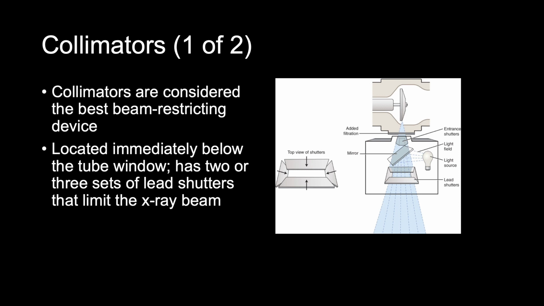A collimator has 2 or 3 sets of lead shutters located immediately below the tube window. The entrance shutters limit the X-ray beam, just like an aperture diaphragm does. 1 or more sets of adjustable lead shutters are located 3 to 7 inches below the tube, and these shutters consist of longitudinal and lateral leaves or blades, each with its own control. This makes the collimator adjustable in that it can produce projected fields of varying sizes. So we can change the length and the width of the field size.